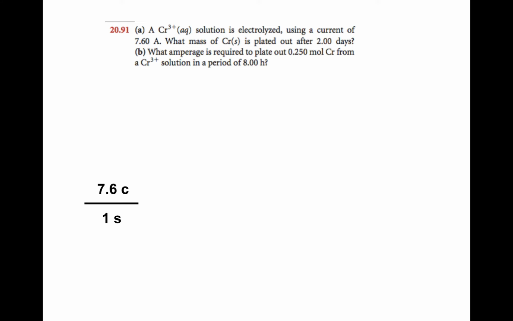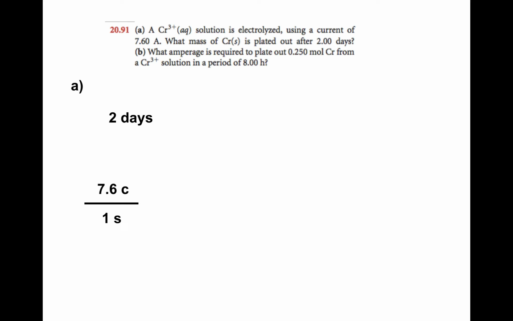So the new conversion unit we have here is amperes. Amperes is a measure of how much charge goes through the wire per second, right? So coulombs is a measurement of charge. So 7.6 coulombs for every second. That's the amperage we're using. So we ran the thing for 2 days. What we want to do is go from days to grams of chromium.